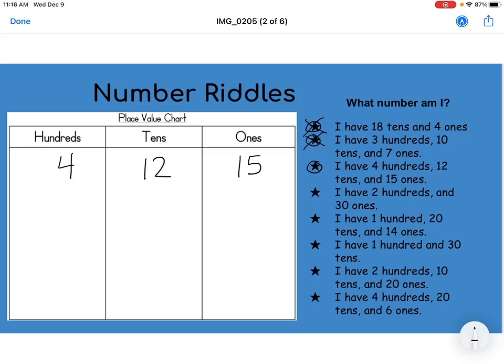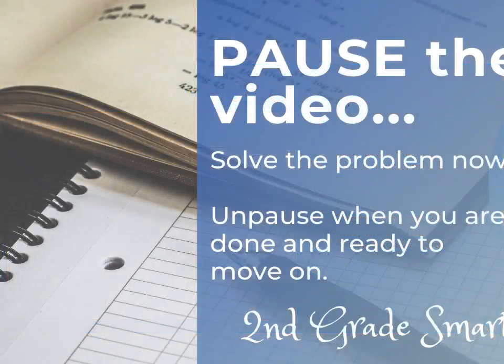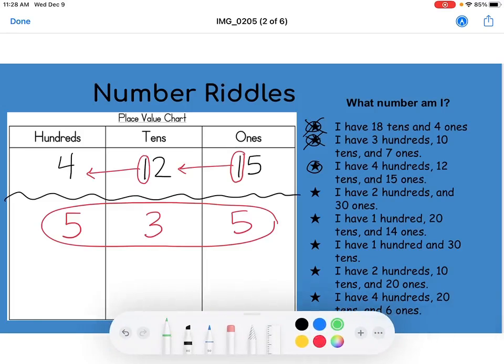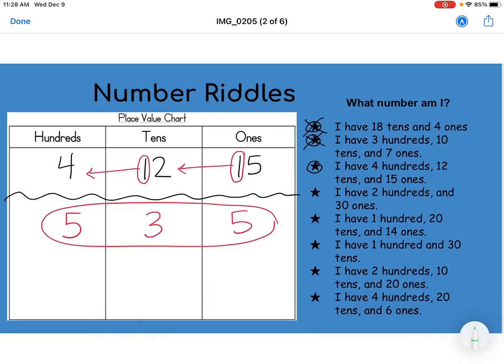Ooh, this reminds me of the one I showed you before. All right, I'm going to put my little there because I know I have a lot of regrouping and new numbers to make. So pause the video and go ahead and get started on your regrouping. Okay, I hope that you finished solving this problem and saw all the different regrouping that we had to do on this one. So our final answer should be 535, but let's take a look and see what we had to do in order to get that answer.